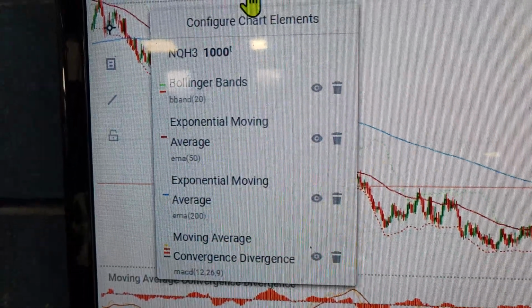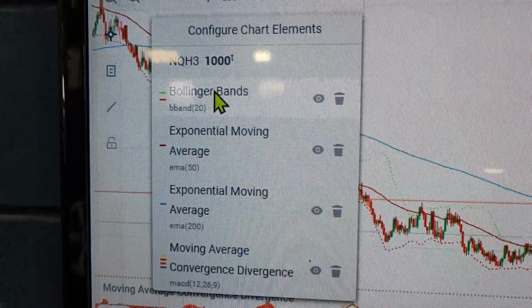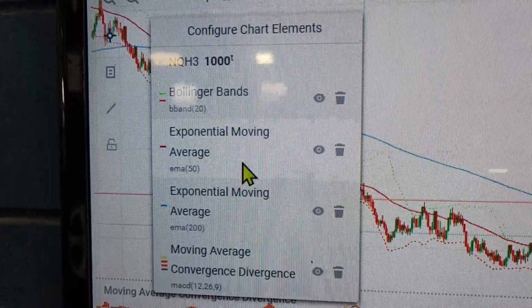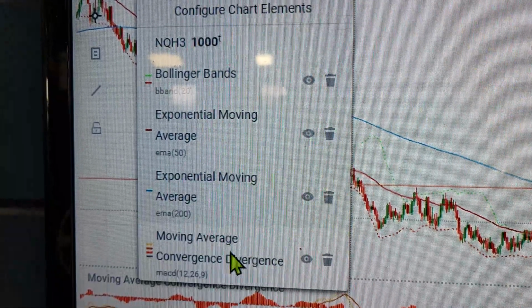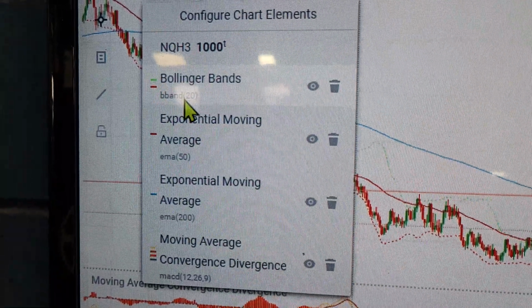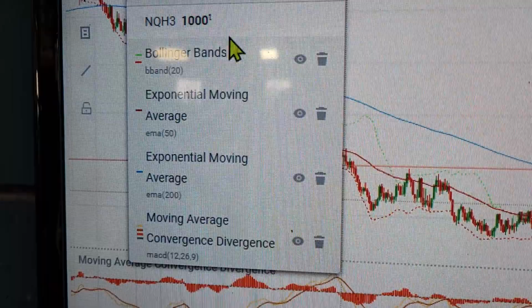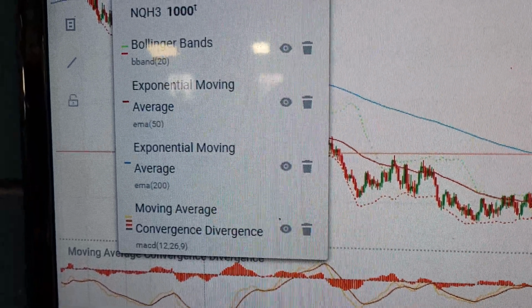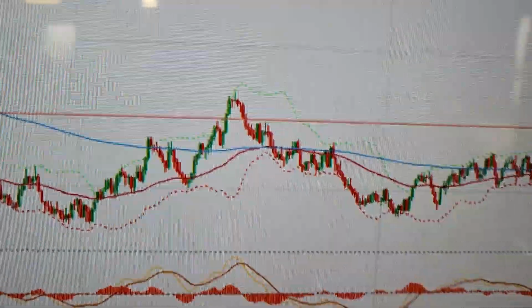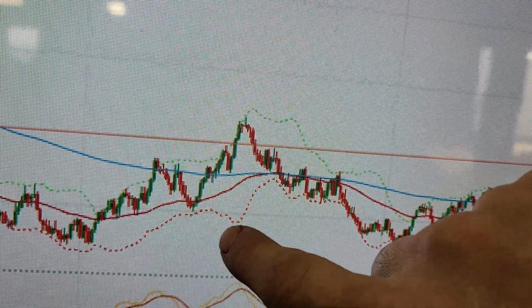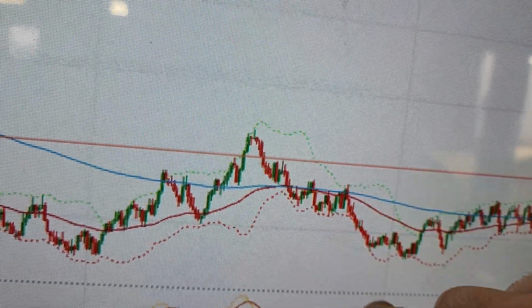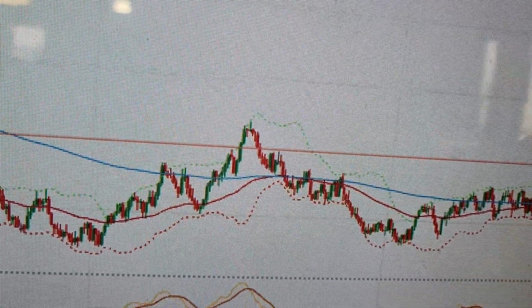I've got the Bollinger Bands, I've got the 50 EMA, I've got the 200 EMA, and then I've got the MACD. So I lied, I got four indicators. The Bollinger Bands is the green and then the red. Buy, sell.